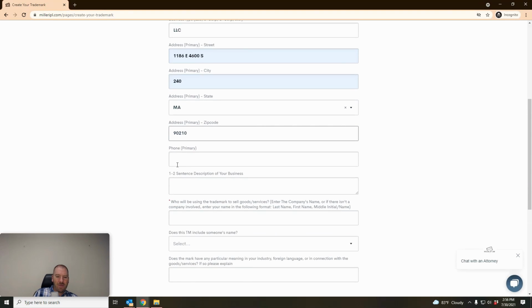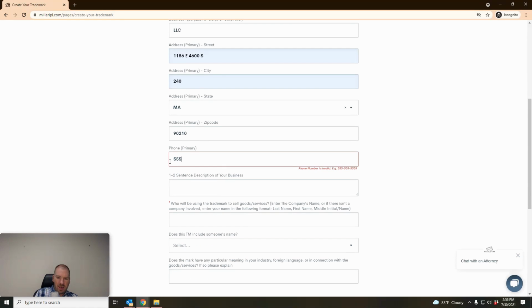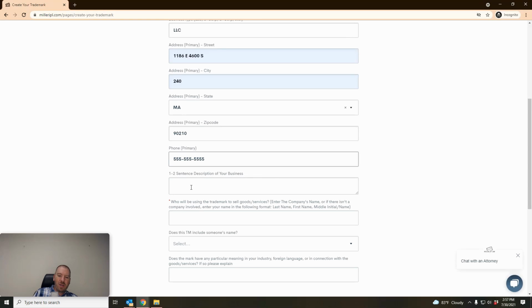Then you can put in here your phone number for your business, and you can make that one up. If we go with the standard 555, which is always what you see in the movies, 5555. And then you're going to put in just a one to two sentence description of your business. So maybe it's just we are a lighting fixture and race car manufacturer. So whatever that might be, you can put it in there. Make sure you remove any spelling mistakes, and then go ahead.